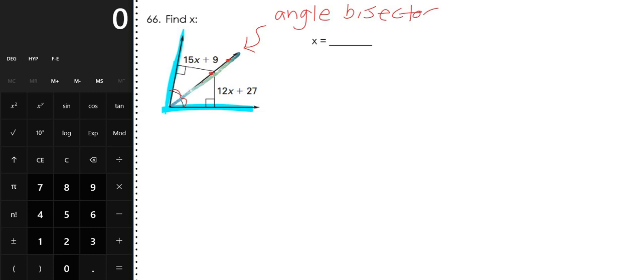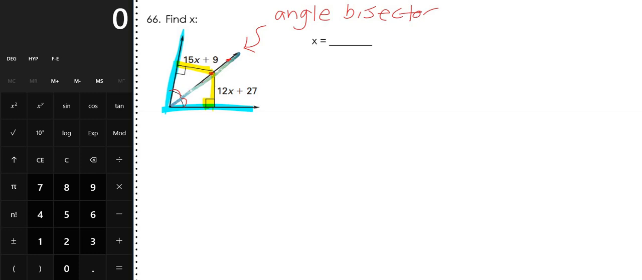So in this case, we show two distances here. We show the 2x plus 27 distance, and I'm using the word distance because distance is always perpendicular if you're going from a point to a line segment. So from point to this bottom side, I notice that there's a right angle here. So the distance is 12x plus 27. Now the distance to the other side of the angle is 5x plus 9.